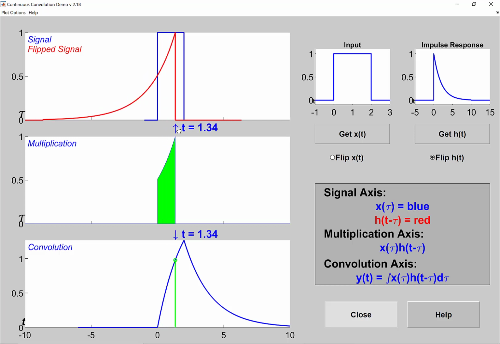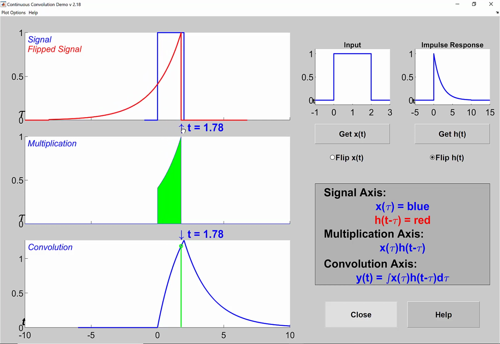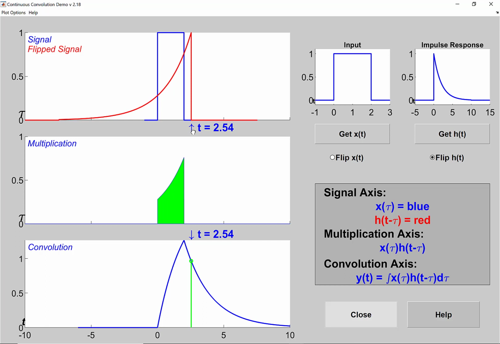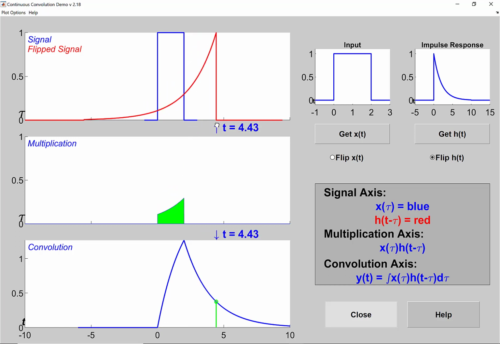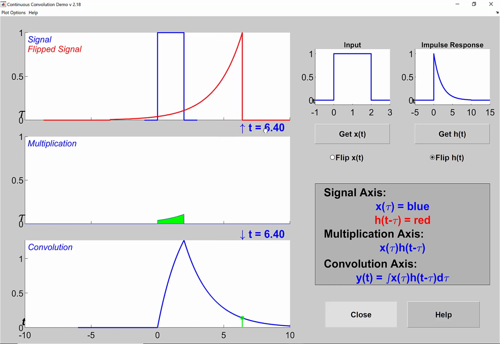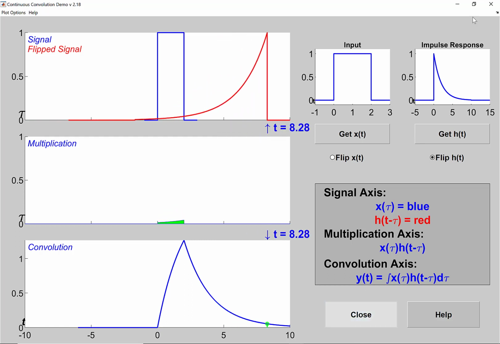And then that's going to continue on. And then from that point on, the area is actually going down as we move t forward because we're overlapping with the tail of the exponential, and so the value of y of t is actually going down. All right. The question is, how do we do that by hand?